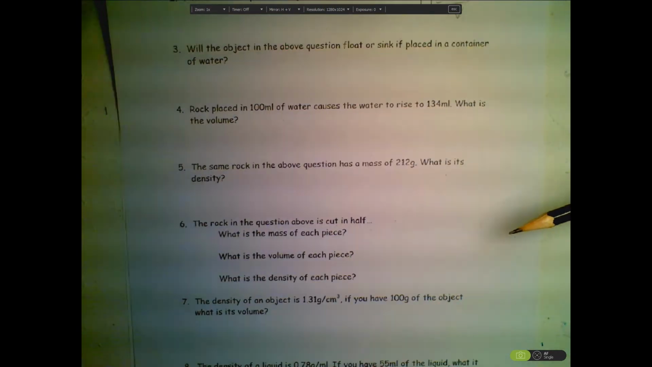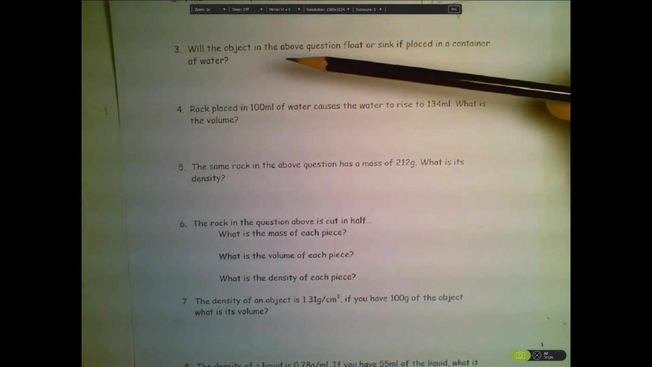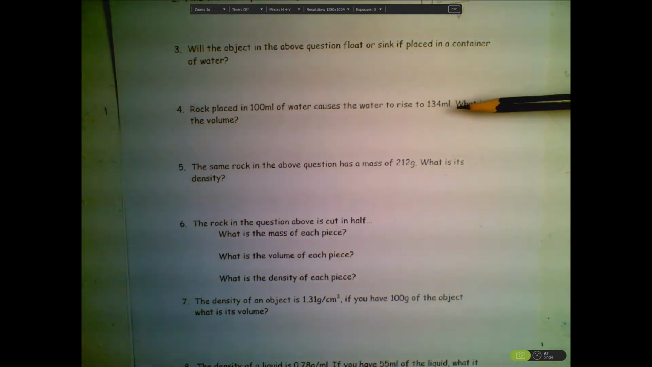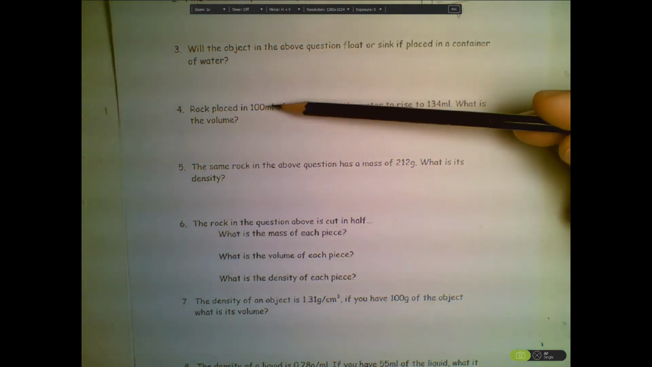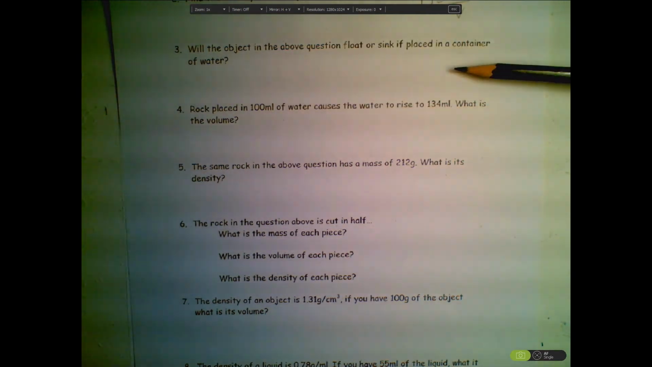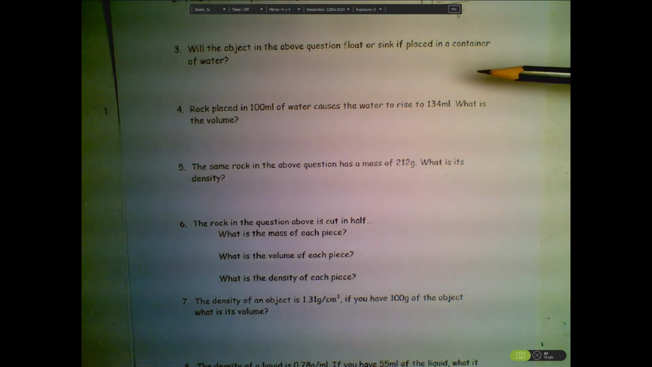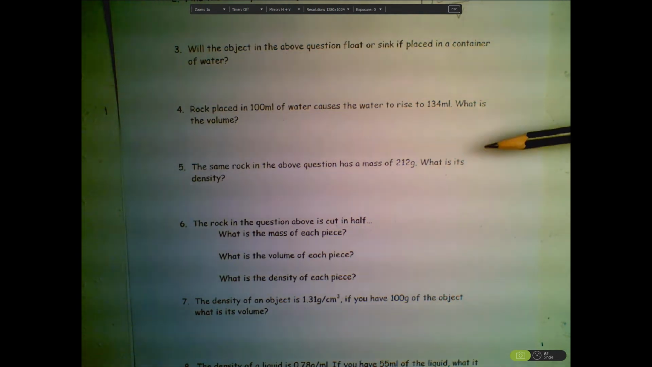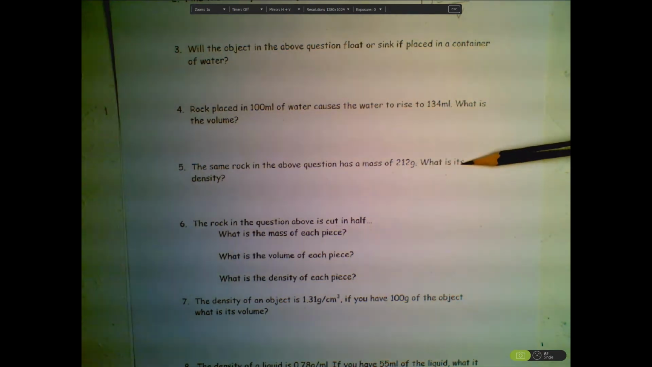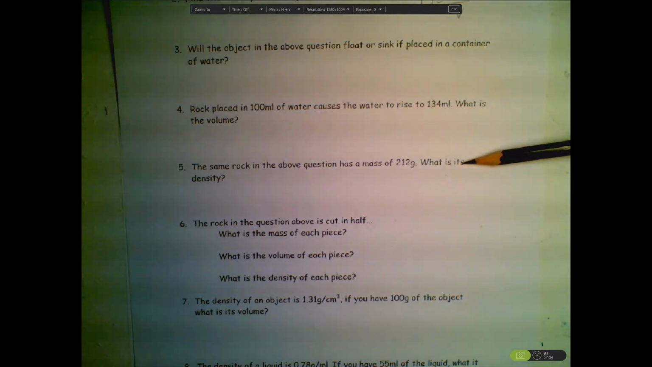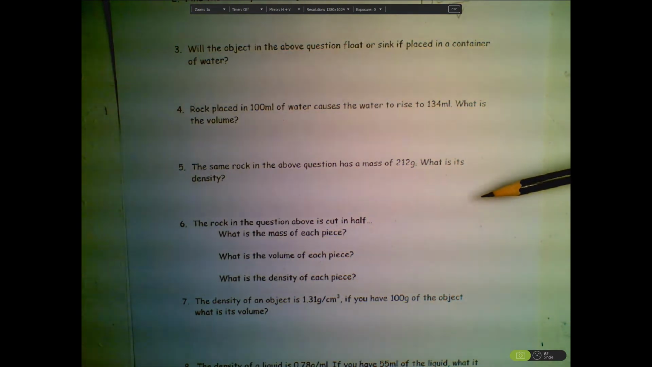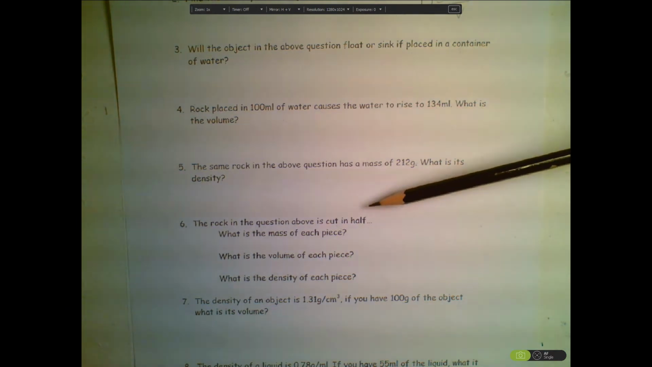So in question number 4, we have a new object. This rock is placed in 100 milliliters of water, so we're using water displacement. And that 100 milliliters of water goes up to 134 milliliters. That information there should tell you the volume of the rock. Using that volume and this mass here, use the D equals m over v equation to calculate density to answer number 5. Number 6 is a little bit different.